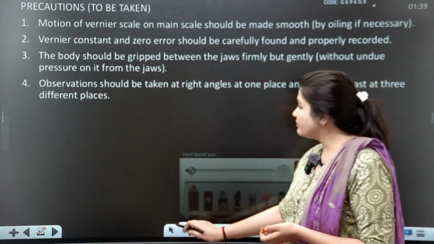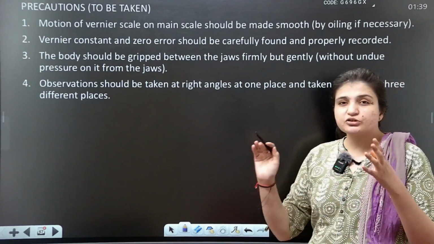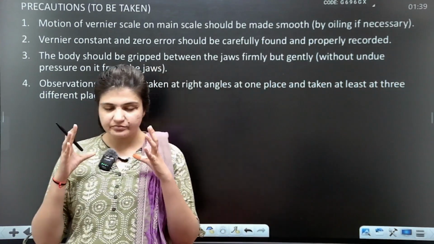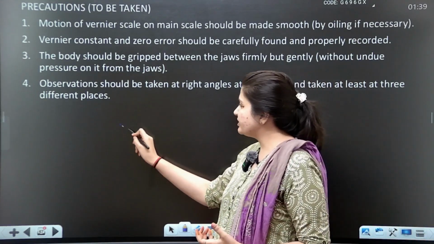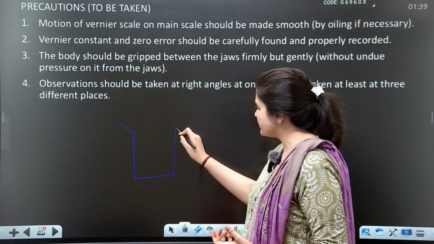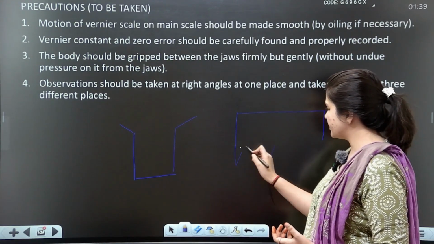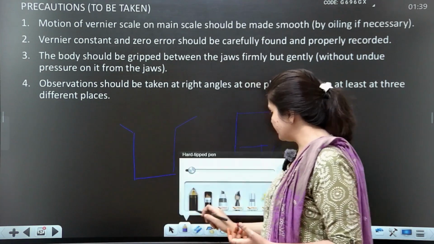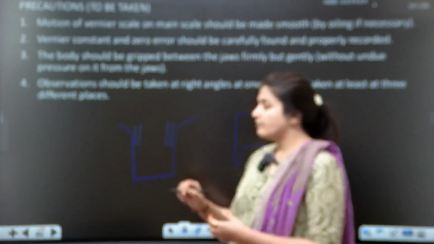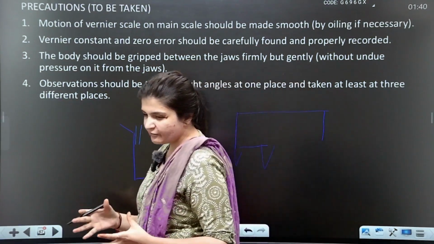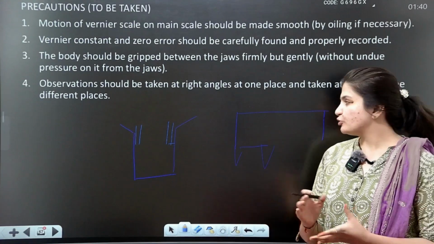In the precautions, we have to consider that the motion of the vernier scale or main scale should be smooth. Let's consider this is the instrument, and these are the jaws, which measure the length accurately. We have to place it very delicately, because if we do it in a hurry and not in an accurate way, then the answer can come out different.